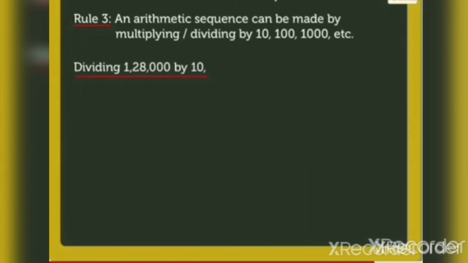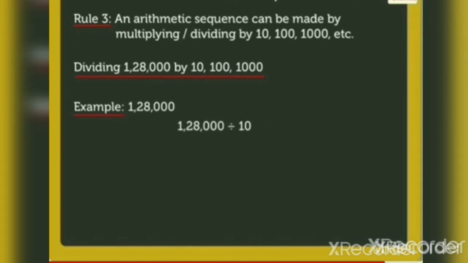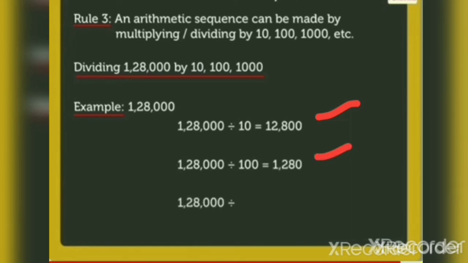Now similarly we will find a common number pattern by dividing a number by 10, 100 and 1000. Take an example of 1,28,000. First of all divide this number by 10. What will we get? We will get 12,800. Now dividing this number by 100, what will we get? 1280. Now again divide this number by 1000, what will we get? 128. So this is again a pattern.